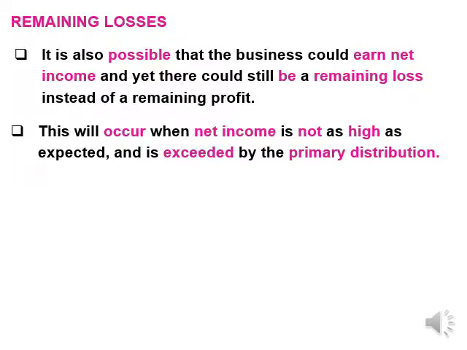Now, a remaining loss will occur when the net income, the profit that the business made, is not as high as they had expected and is exceeded by the primary distribution, meaning that the salaries of the partners and the interest on capital of the partners is more than the profit that the business actually made. That then leads to a remaining loss that needs to be shared according to the profit sharing ratio.